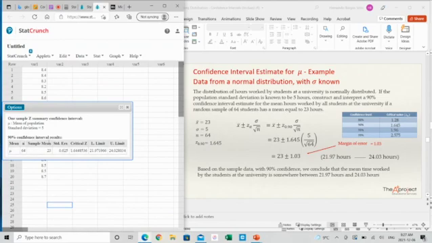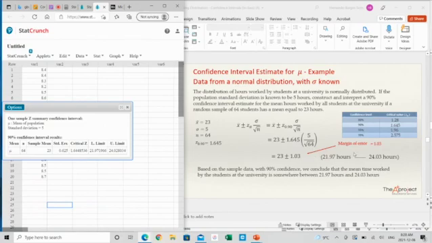They have n, the sample mean, and the standard error. The standard error is sigma divided by the root of n. Here it is 0.625. The critical value is this number, 1.645. The real number is 1.6448536. You can round it to as many decimals as they ask you.